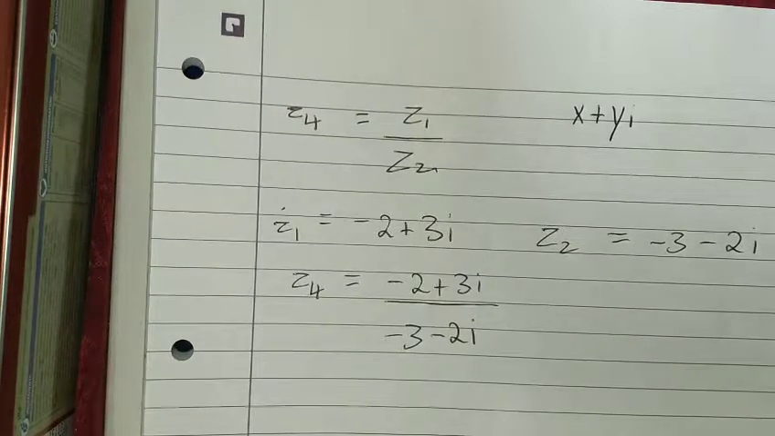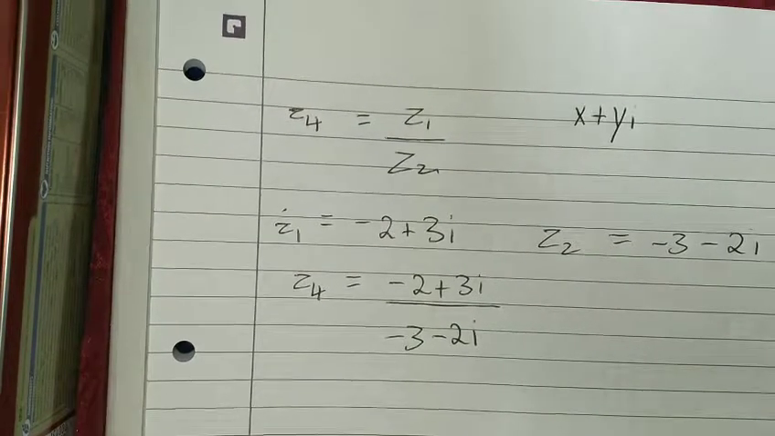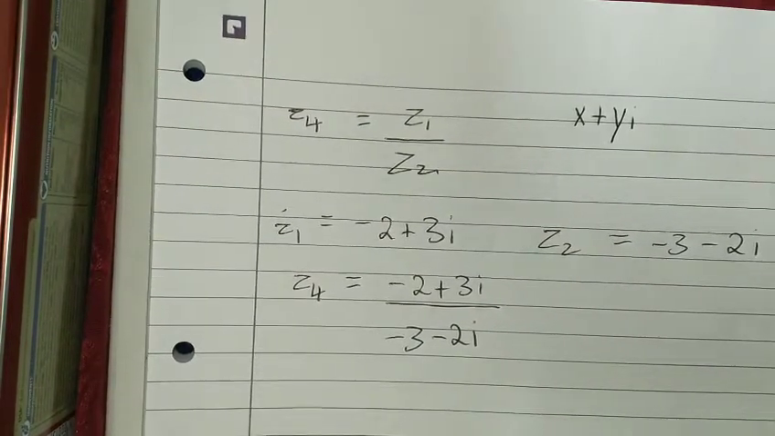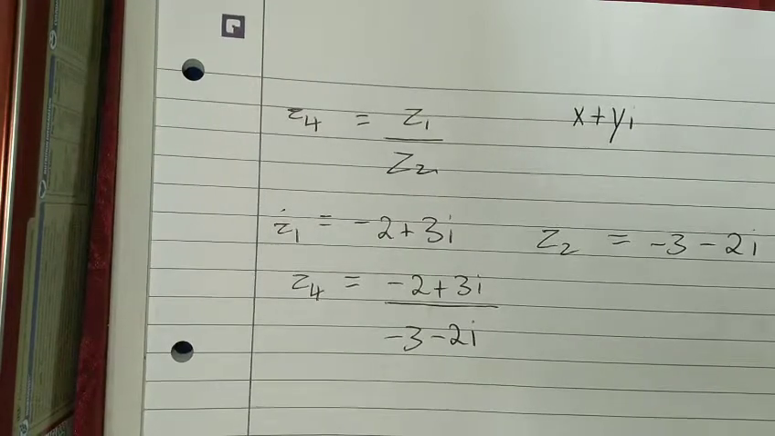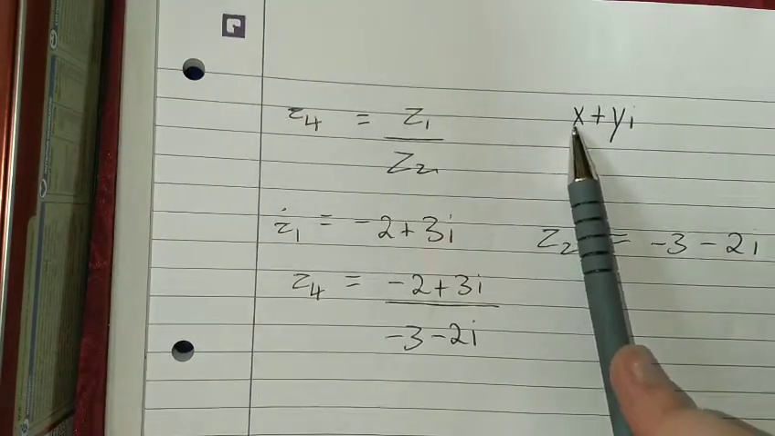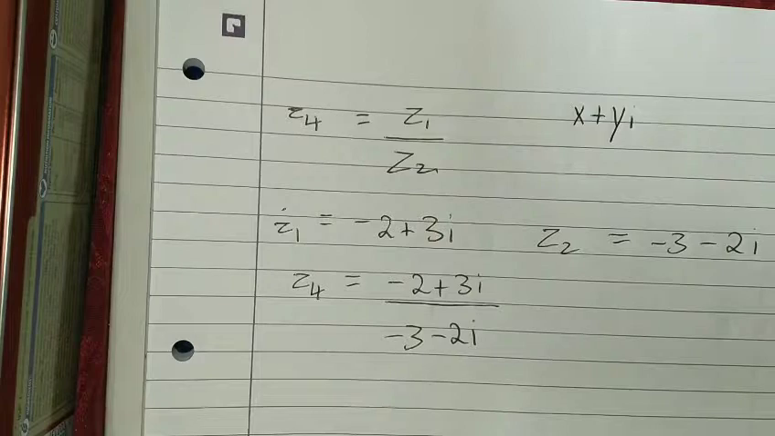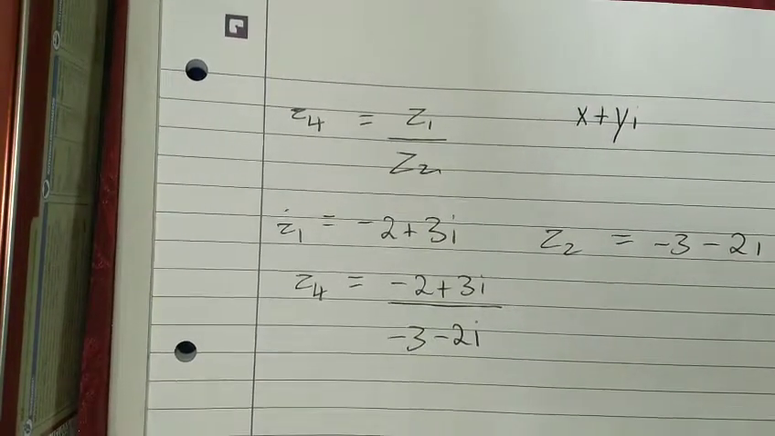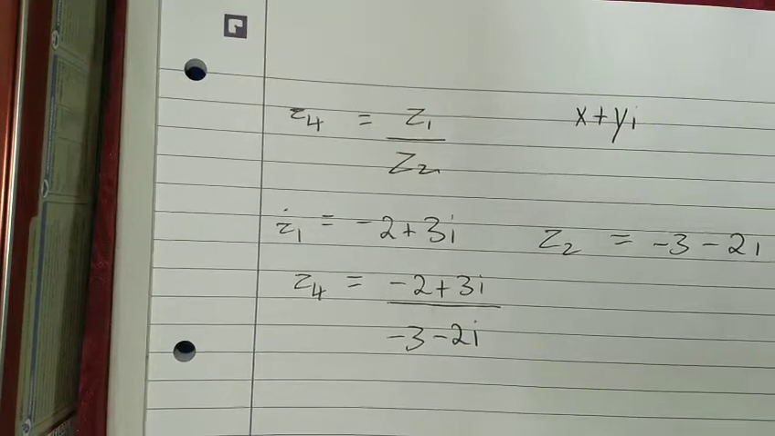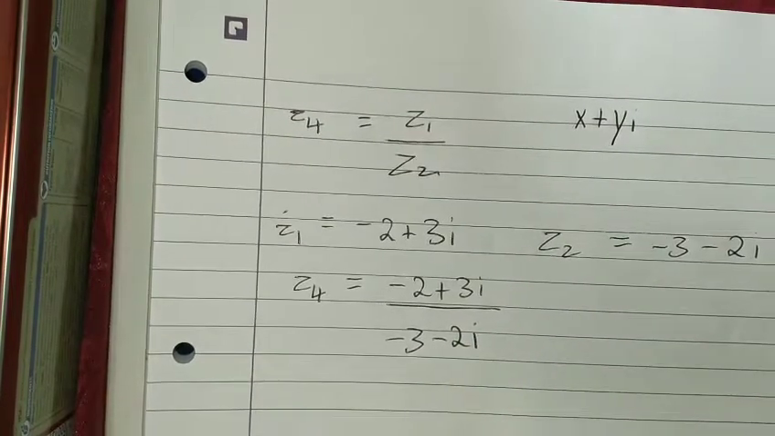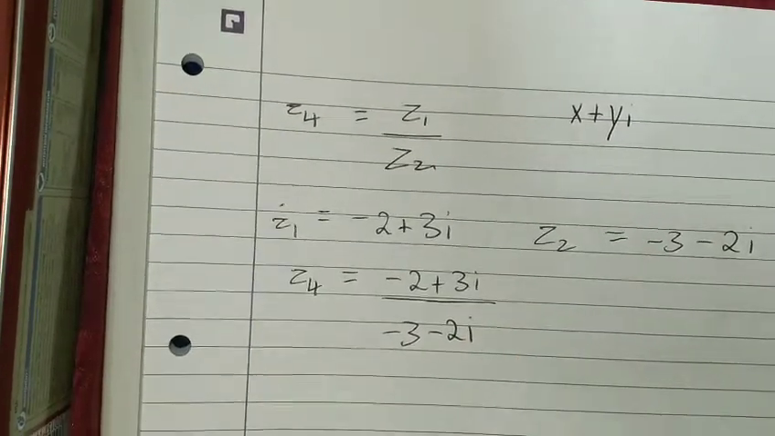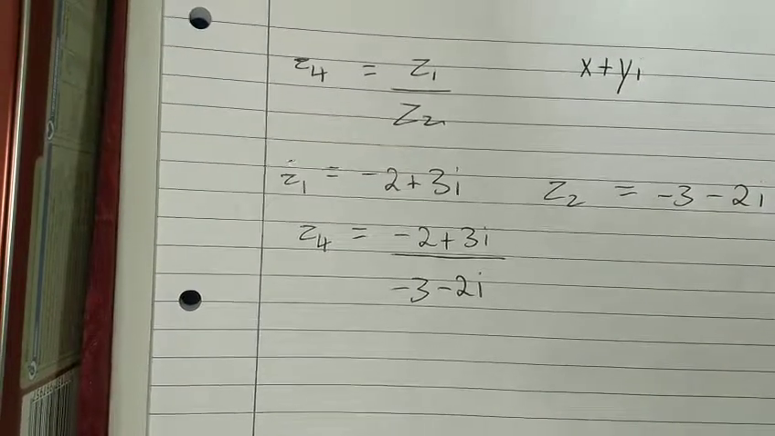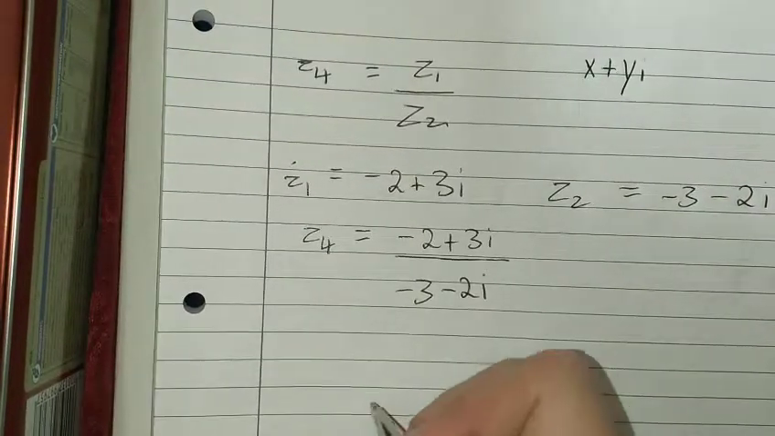So now I have one complex number divided by another complex number. So this is an example of division with complex numbers. So the aim of this, I want it in the form x plus yi. So I don't want to have a complex part on the bottom. And one way I can get rid of the i's on the bottom is if I multiply this by its conjugate. If I multiply something by its conjugate, I cancel out the imaginary parts.